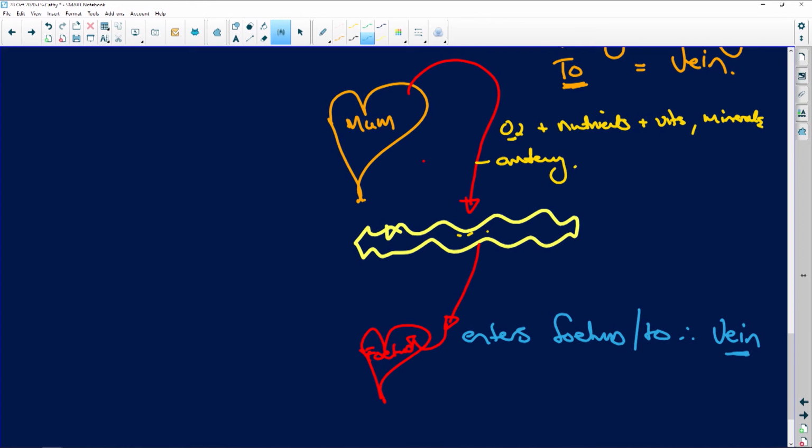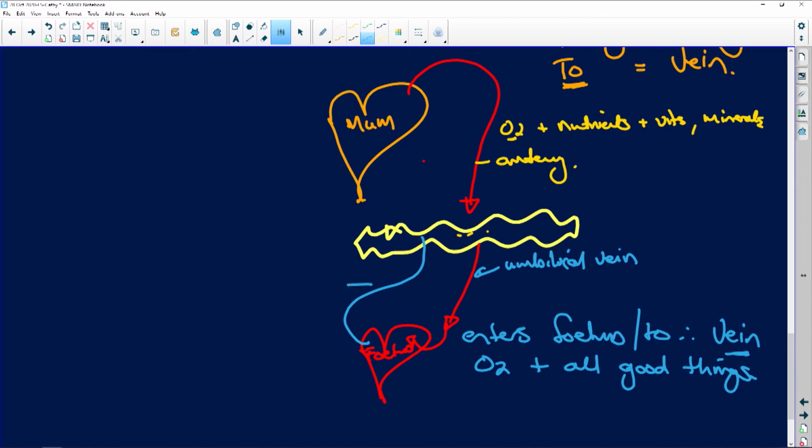And the vein is going to be carrying oxygen and all good things, because I'm not going to write all of that out again. Okay, but now on the other side, this little bubba has got to pump that blood to all the parts of the body, and then it's got to pump that blood via the umbilical cord, because this is your umbilical vein, and this is your umbilical artery. Why? Because it is pumping blood away from the heart. This blood now is going away from the heart. That's why it is an artery. This blood here is a vein because it is entering or going to the baby's heart.